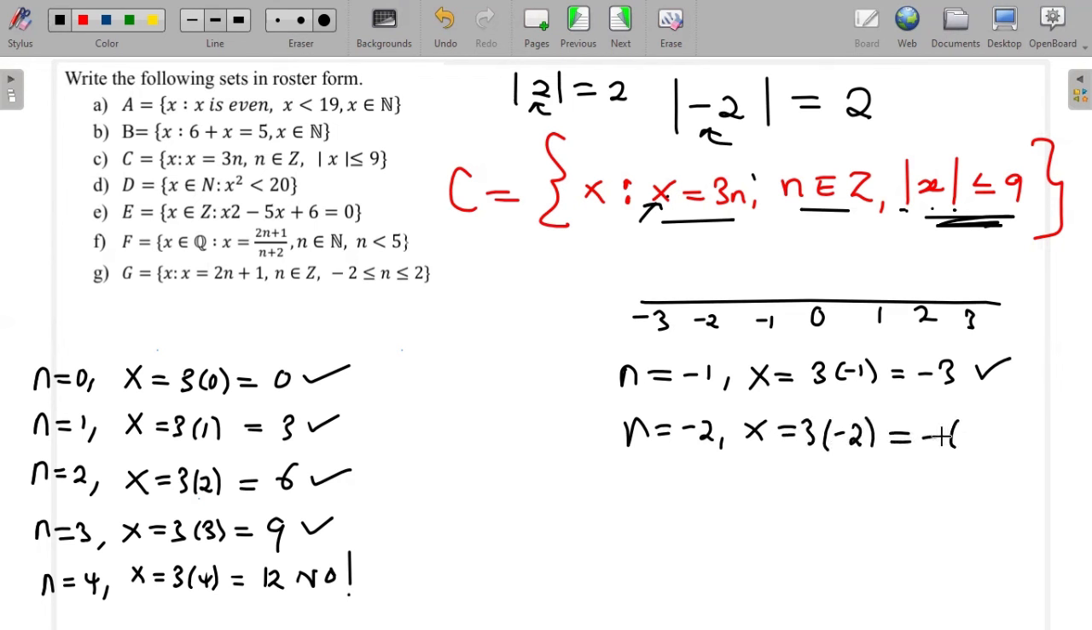This will just be minus 6. Okay, so is the modulus of minus 6 less than or equal to 9? The answer is yes. So we tick this one.